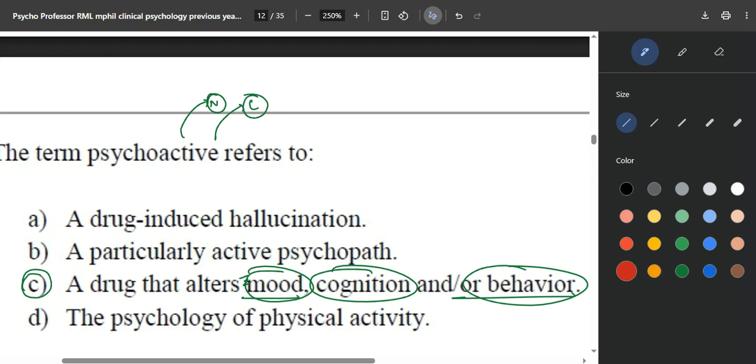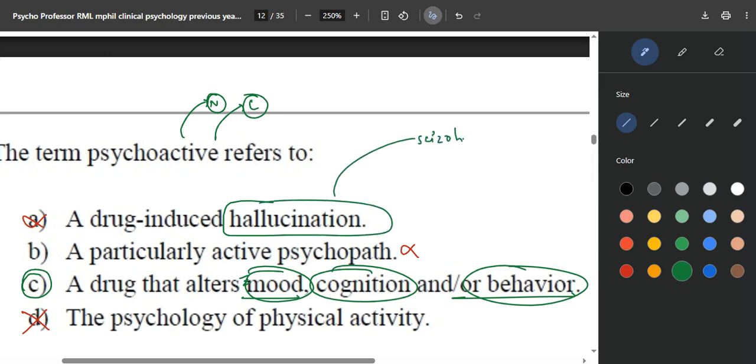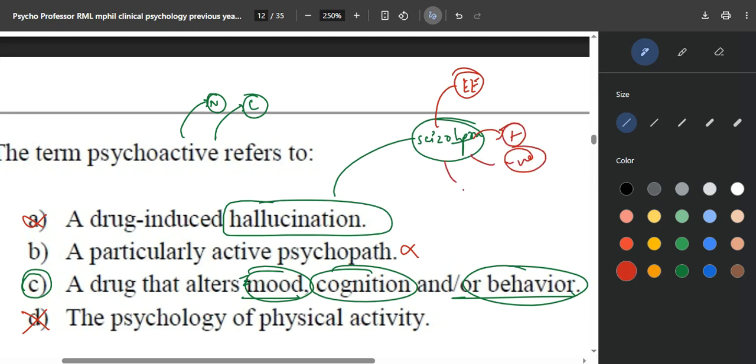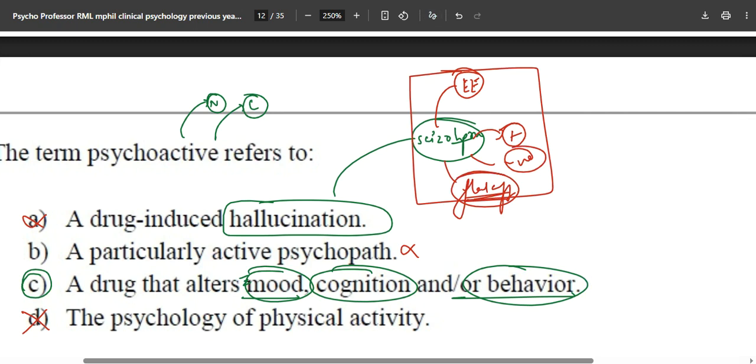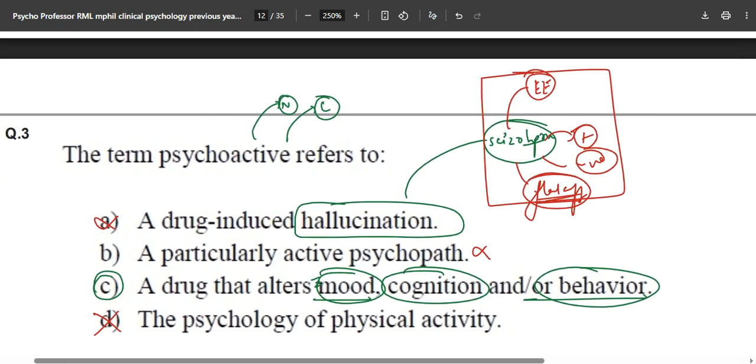Okay, it is not about the psychology of physical activity. We are not talking about any psychopath over here, or a drug-induced hallucination as well. Where you will see this hallucination, you will see it in schizophrenia. And now if we are talking about schizophrenia, what you just learned about the expressed emotion. Okay, apart from that, you know the positive symptoms, you know the negative symptoms, and you know about flat affect as well. Okay, so make sure that you remember all these things, you revise all these things, because this is very, very important. Now moving forward to the next question.